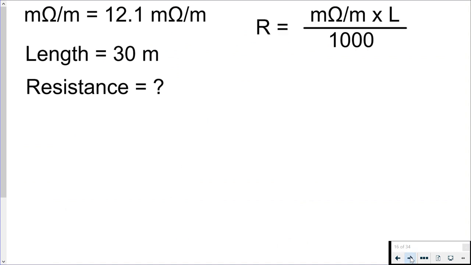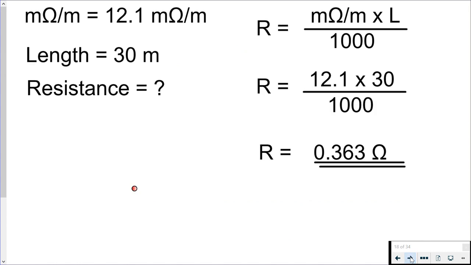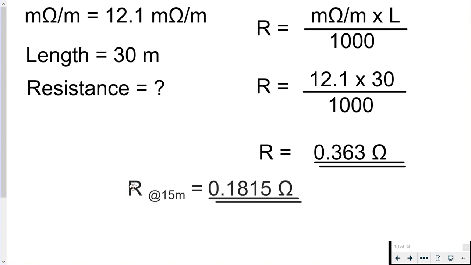So again, write the calculation out, plug the numbers in, and we then have this resistance value of 0.363 as our expected value. If you look at it at 15 meters, you'll see that this value here is approximately half of what this value is. Why? Because we have doubled the length here to obtain this value. So the 0.363 is double the 0.1815.